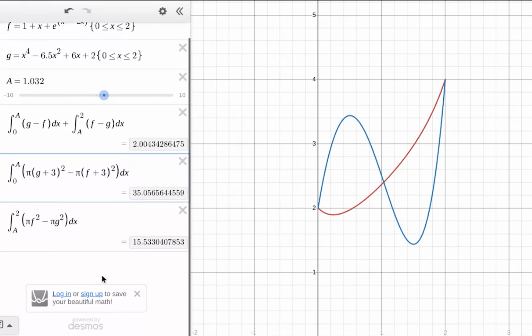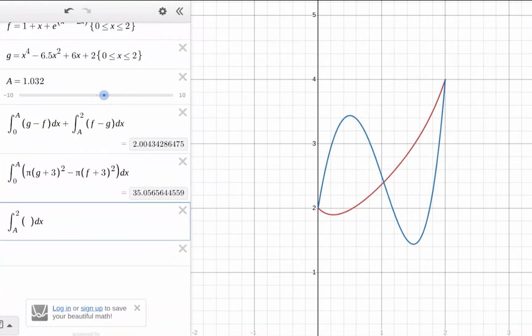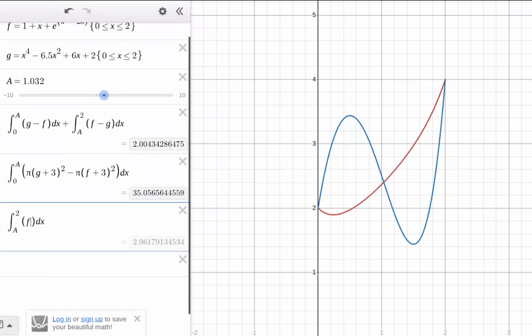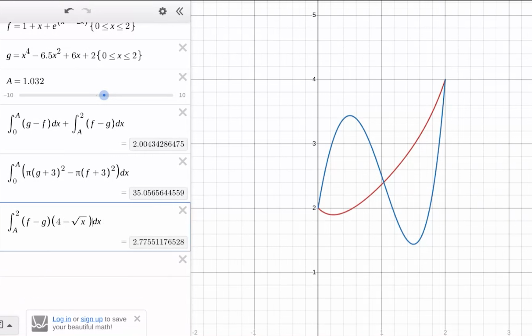So I guess I'll just start a new one. Or you know what? No, let's use the S. That's this one down here. Let's just delete what we have in here so far. Okay, so from A to 2, we've got f minus g times 4 minus square root of x dx. I get 2.775.